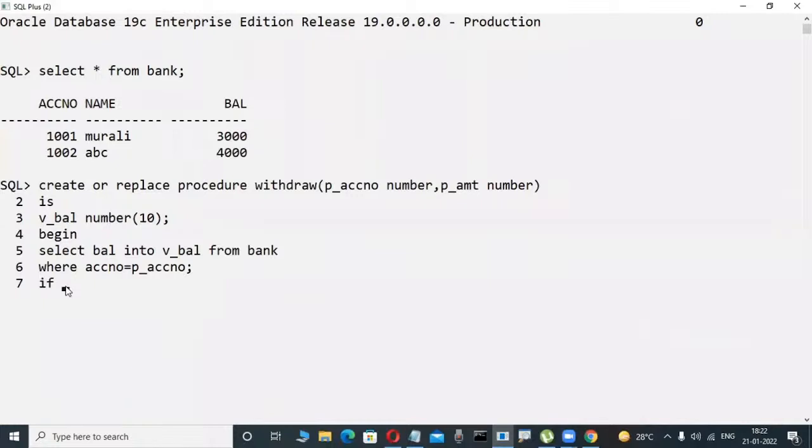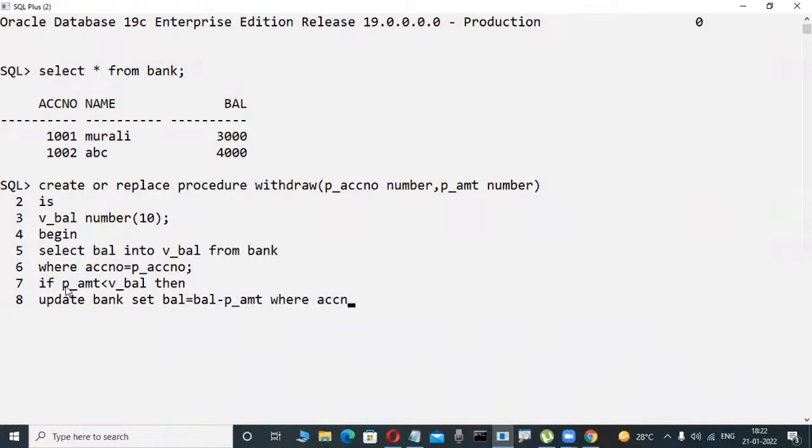Whenever I insert an ATM card, I try to withdraw 9,000, as in the previous case. That is the amount. Logically observe here, not the coding: if that amount is less than the available balance, then I want to affect the database. Update table name, set balance equal to balance minus p_amount. Some coding is there.